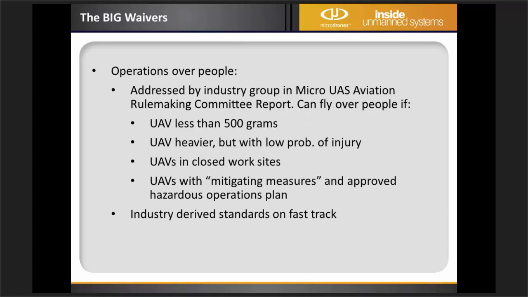Okay, so first one, operations over people. I'm going to give the FAA an A+ on addressing this one. They've already assembled an industry group. They called it the Micro UAS Aviation Rulemaking Committee. I was the ASSURE representative to that. They really used a lot of the research that we had at the time from ASSURE to decide what to do for, first and foremost, micro UAS.